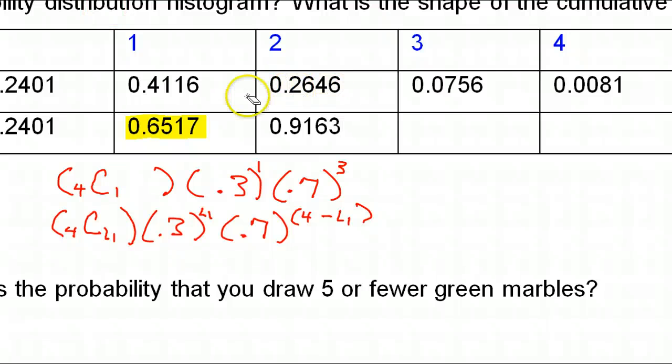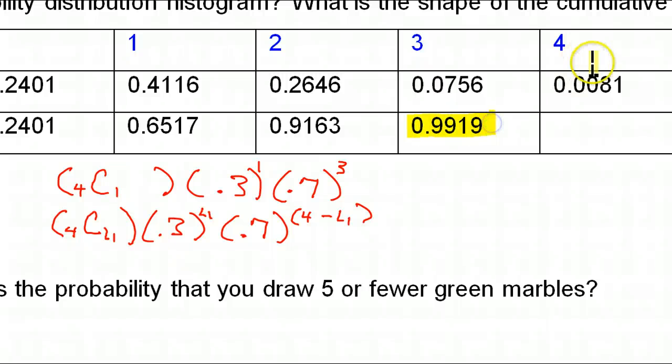Again, this is the total so far, so all I have to really do is add the new one. So I'm just going to add these two together. Okay, so 0.9163 plus 0.0756. I'm getting 0.9919.